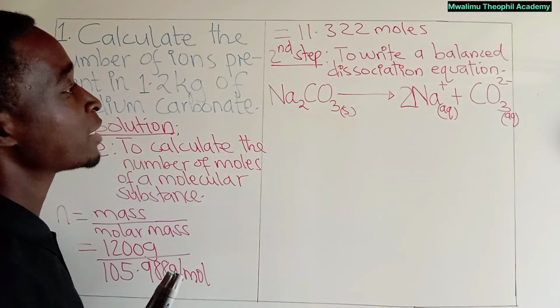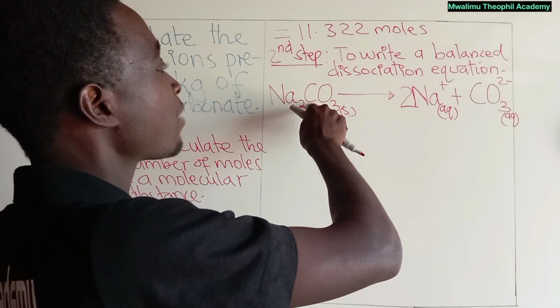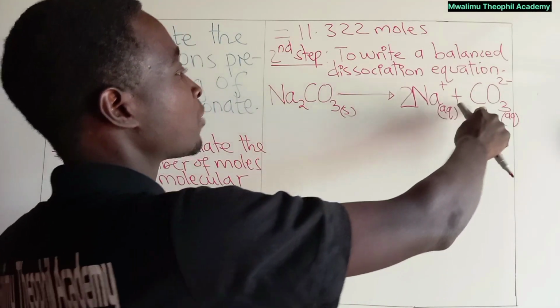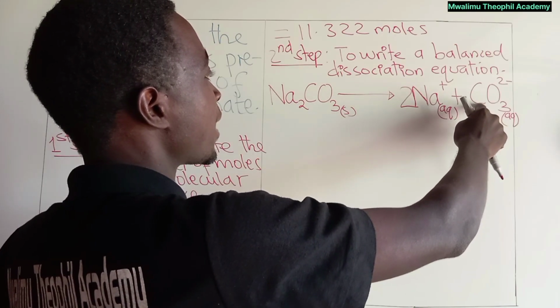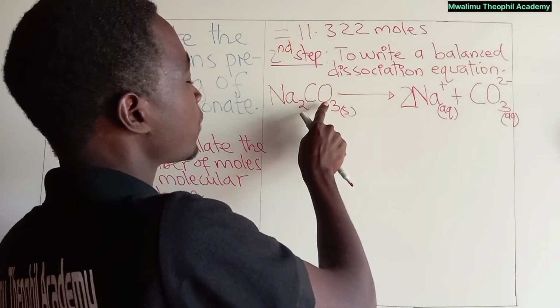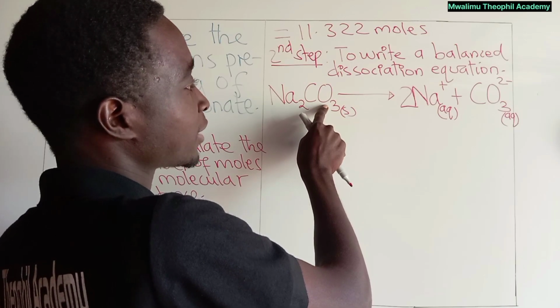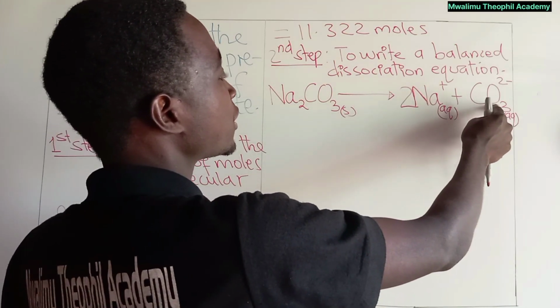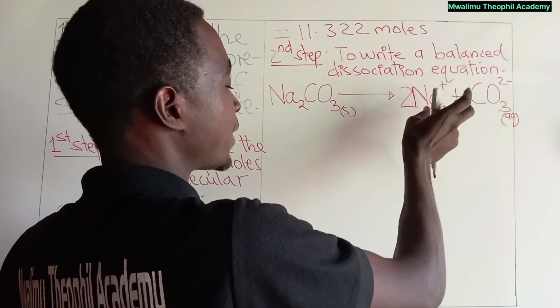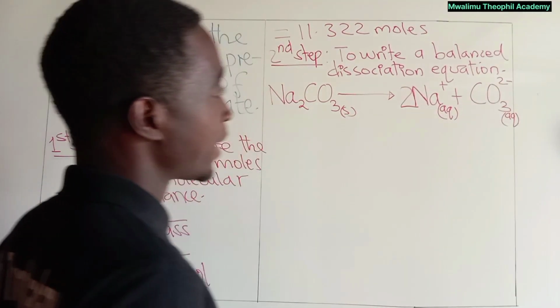After that, let us balance carbon. On the reactant side, you have 1 carbon atom and 1 carbon in the product side, so it is balanced. In the case of oxygen, we have 3 atoms of oxygen in the reactant side and 3 oxygen in the product side, so they are balanced. Now, we have finished balancing.